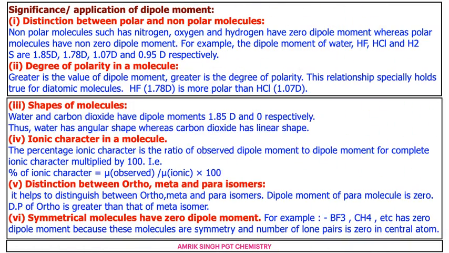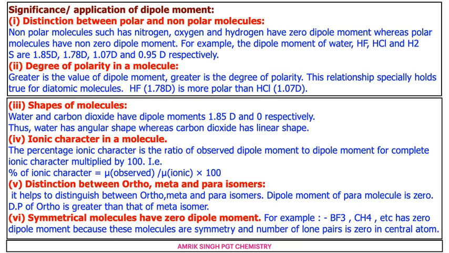Now, shapes of the molecules. Water and carbon dioxide have dipole moment 1.85 D and 0 respectively. The water has angular shape and carbon dioxide has linear shape. Because dipole moment is 0, the dipole moments should be cancelled. They can cancel only for linear shape.